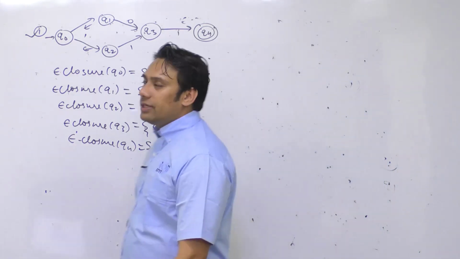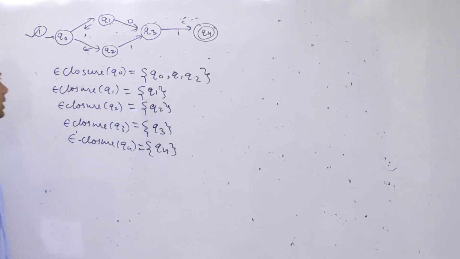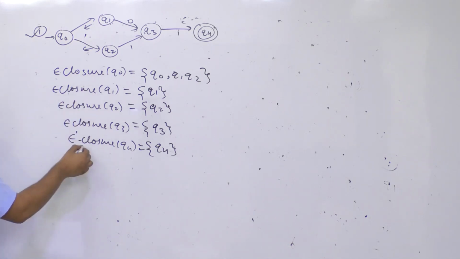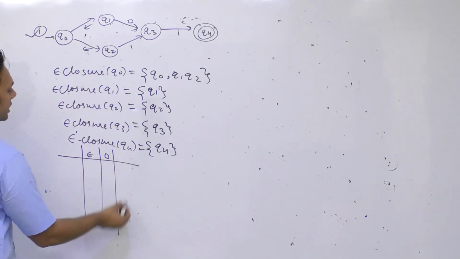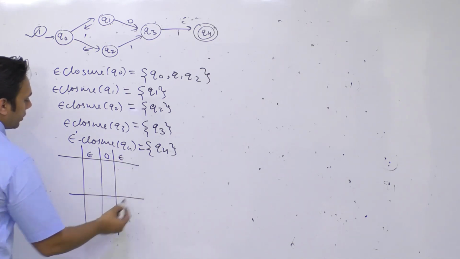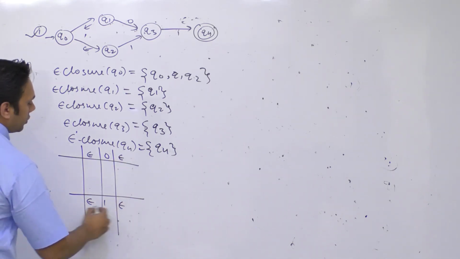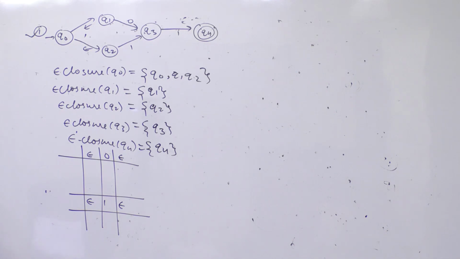Now what I want to do is identify how you can convert this epsilon NFA to NFA. First we will start with the state Q0. I'm going to see if I give a symbol 0 to Q0, what are the states I can go to, and then if I give a symbol 1 to Q0, what are the states I can go to.